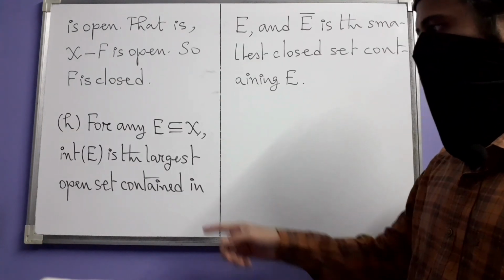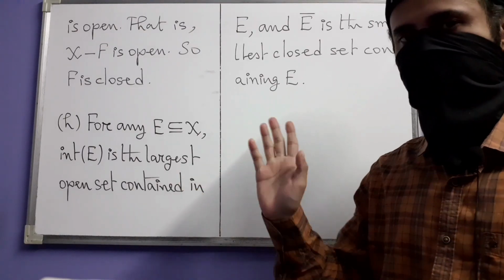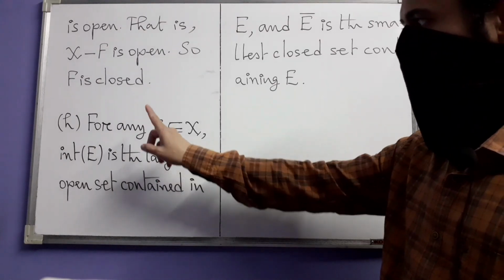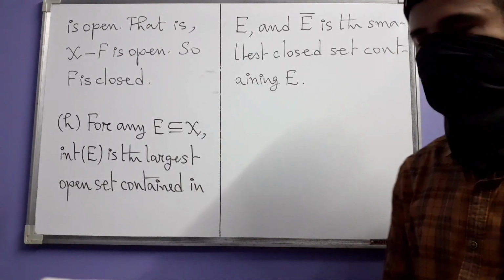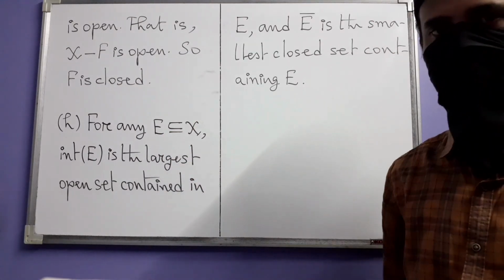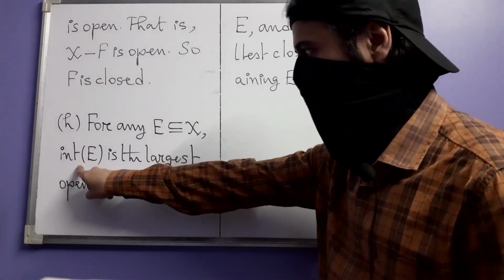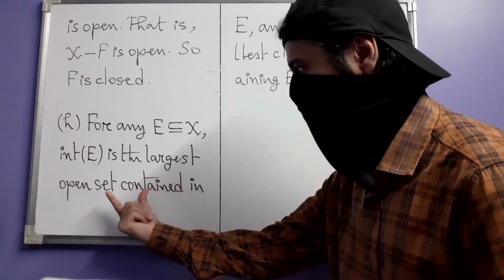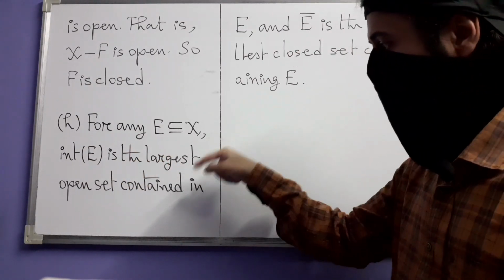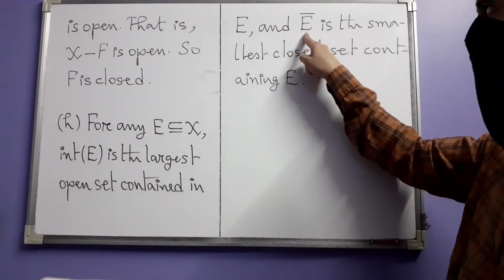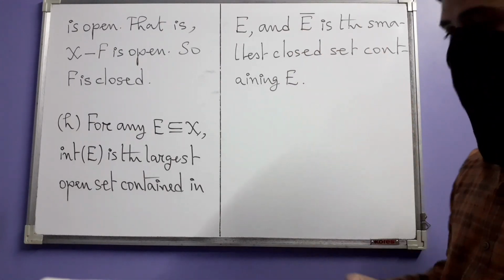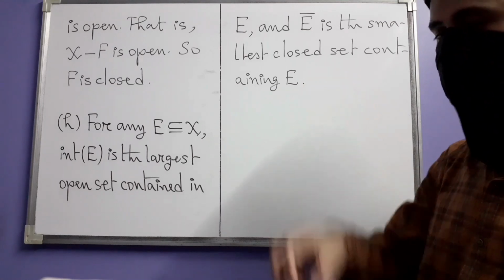And finally we have part H. This is the last part of that theorem. It states that for any subset E of our metric space X, the interior of E is the largest open set contained inside E, and the closure of E is the smallest closed set containing E.